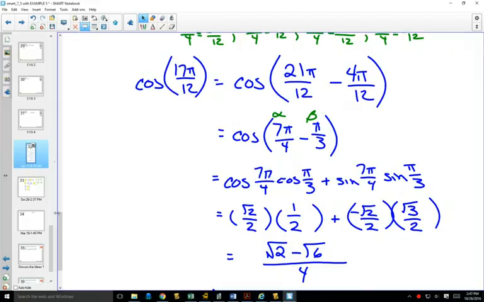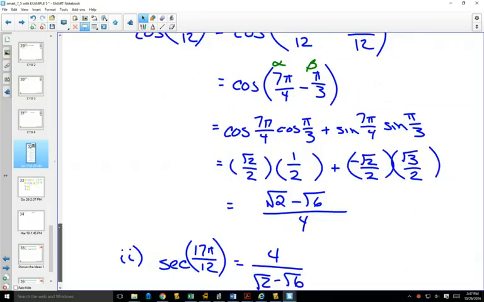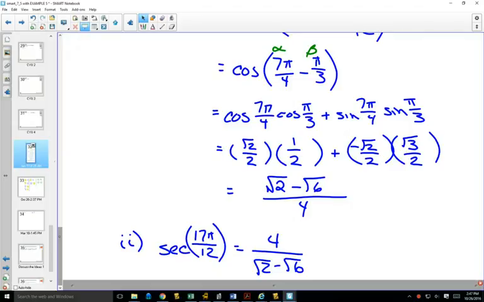Then sometimes for these questions, they ask as a part B, you just figured out cos of 17 pi over 12. What would secant of 17 pi over 12 be? And all you do is take that fraction and flip it. For practice, your pi over 12 questions, you can do example 7 or homework example 7.